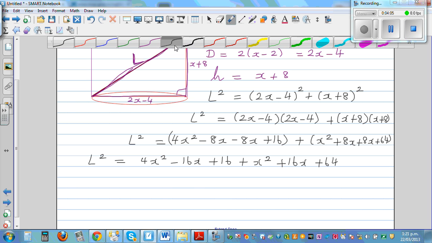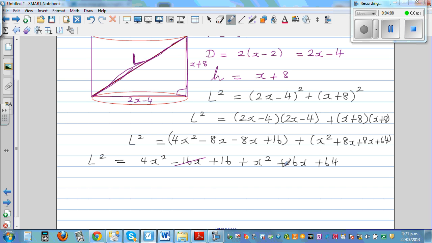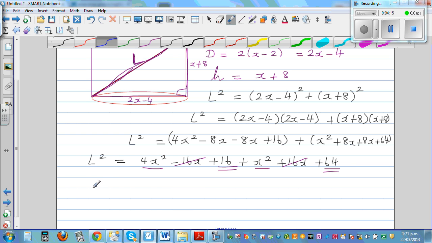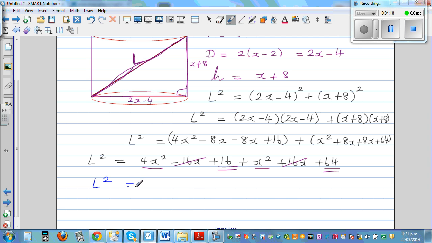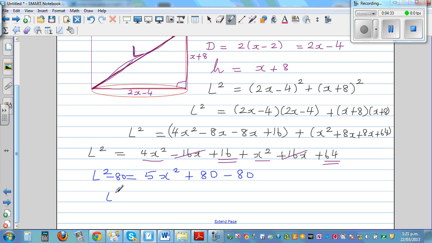So what will get cancelled? Well, minus 16x and plus 16x get cancelled. You can simplify these two. So L squared simplifies to 5x squared plus 80. Let's take away 80 from both sides. So you can say L squared minus 80, this gets cancelled, is equal to 5x squared.